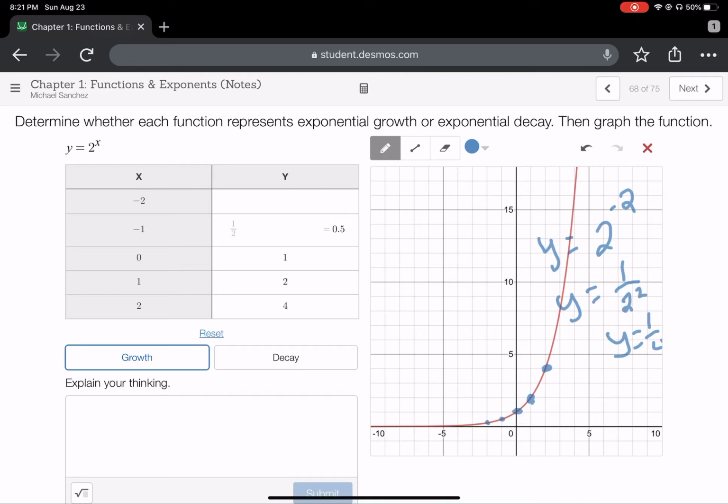And if we check that, you see how all the points that I graphed pass through our exponential growth and decay function.